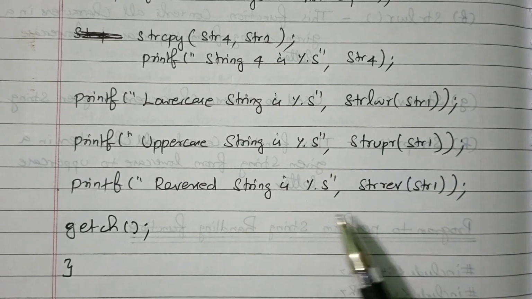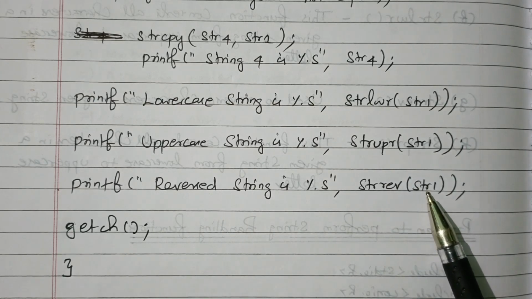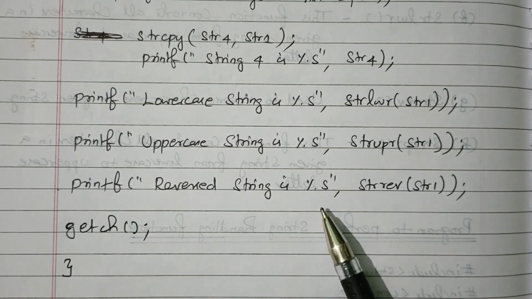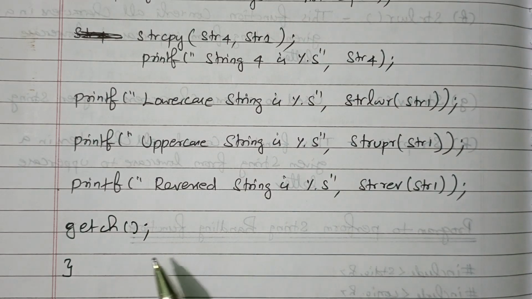Reverse string is strrev, string 1. So the content of string 1 will be reversed and printed, right? This is lowercase, uppercase and reverse. After getch, we can close the program.